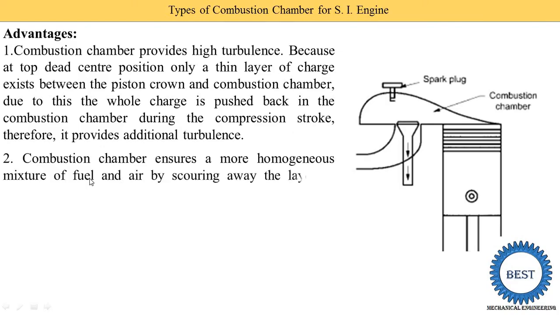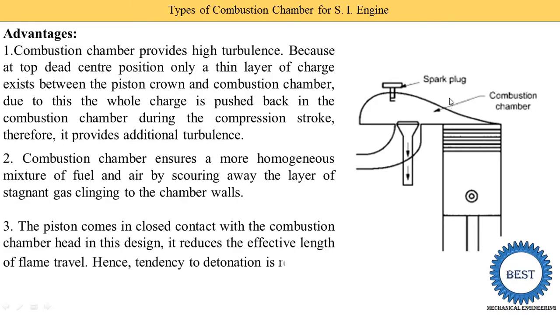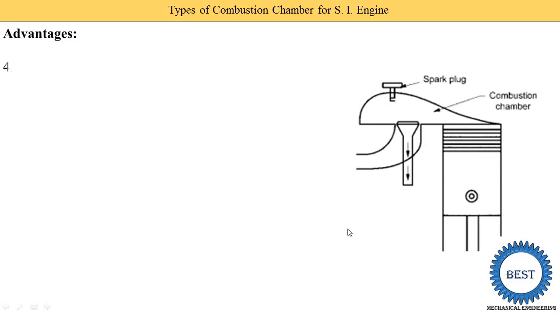The combustion chamber ensures a more homogeneous mixture of fuel. Homogeneous mixture means fuel and air are completely mixed, by scouring away the layer of stagnant gas clinging to the chamber walls. The piston comes in close contact with the combustion chamber, meaning the piston comes close to this combustion chamber's head. In this design, it reduces the effective length of flame travel, meaning flame travel time is reduced, hence the tendency of detonation is also reduced.